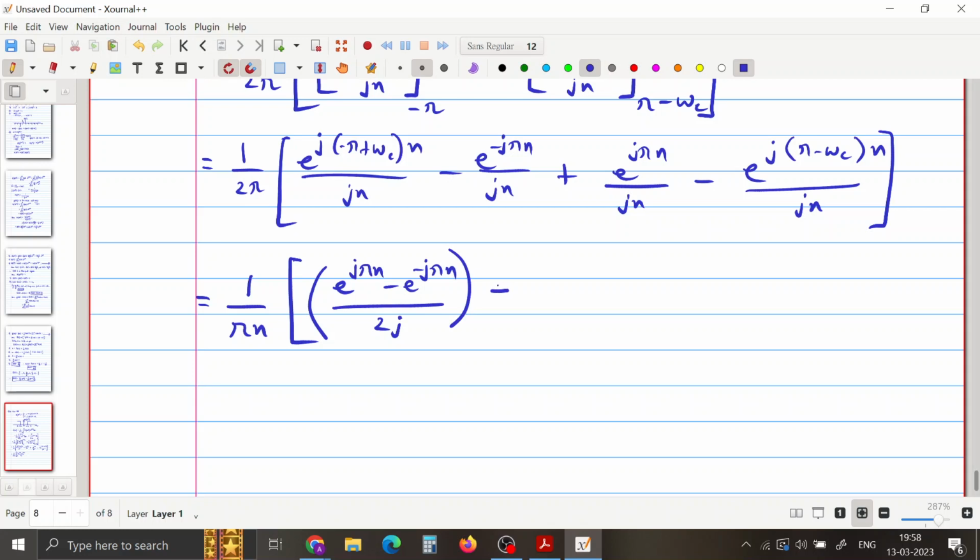No, I am taking plus e to the power j omega c minus pi. I'm writing this term here with the plus sign before, that's why I'm taking the plus sign. Minus e to the power minus j, this last term here, which is omega c minus minus pi, times n, divided by 2j. Exactly.